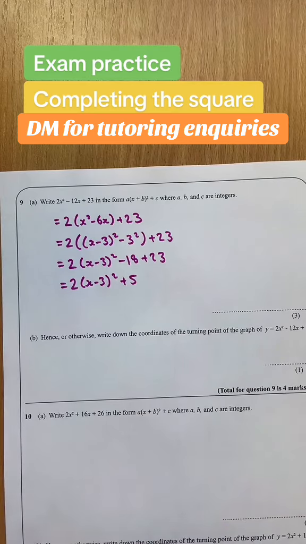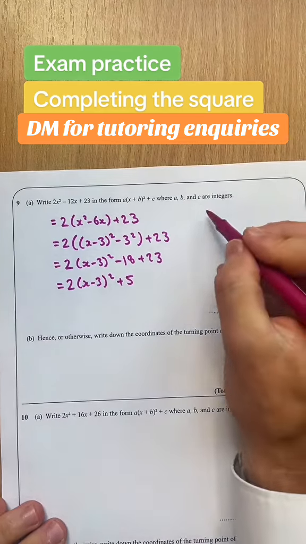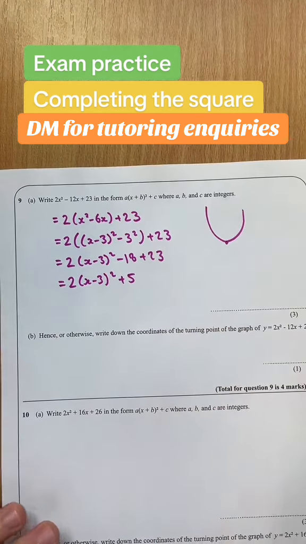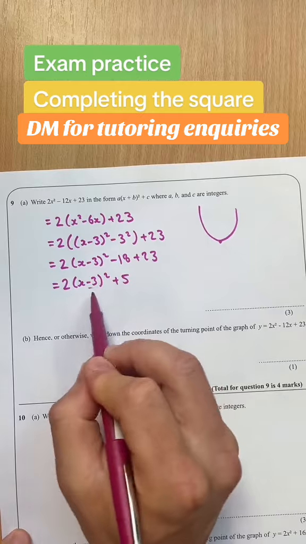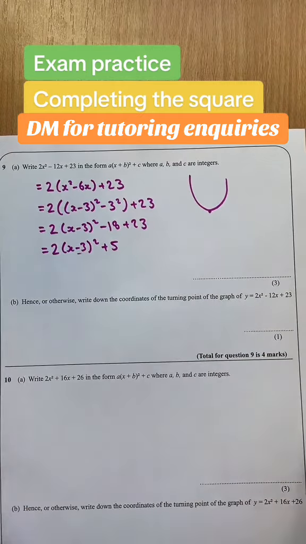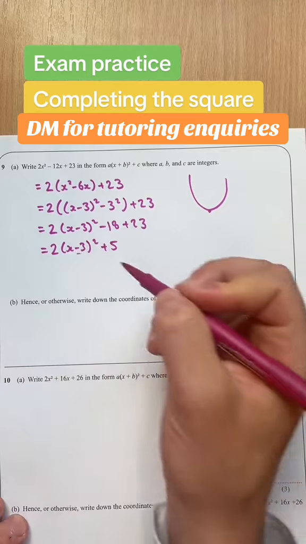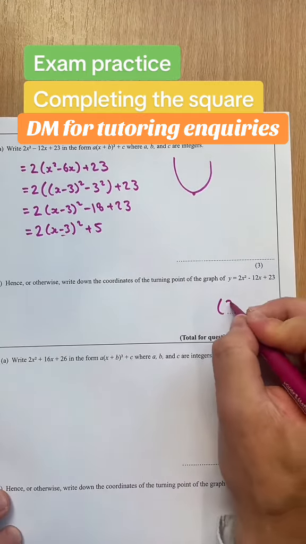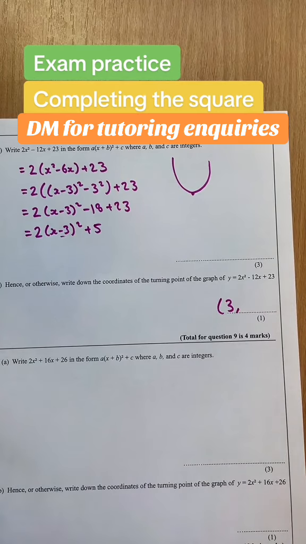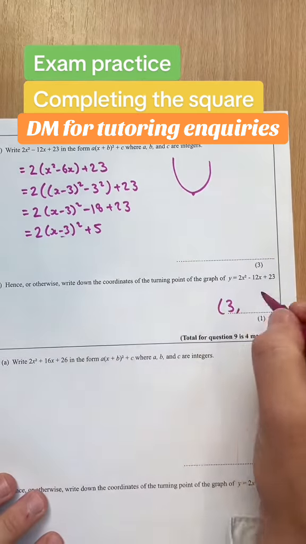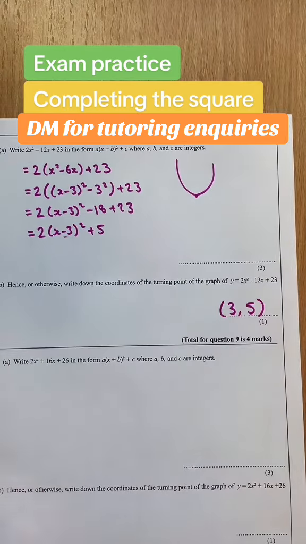Now the turning point, this one would look like this. So the turning point is basically the minimum point. So it's how can we make this thing as small as possible? And if you want it to be as small as possible, you need this bracket to equal 0. So x has to be 3, because 3 take away 3 is 0. And then what would be left? You'd have 5 left. So 5 is your y coordinate.